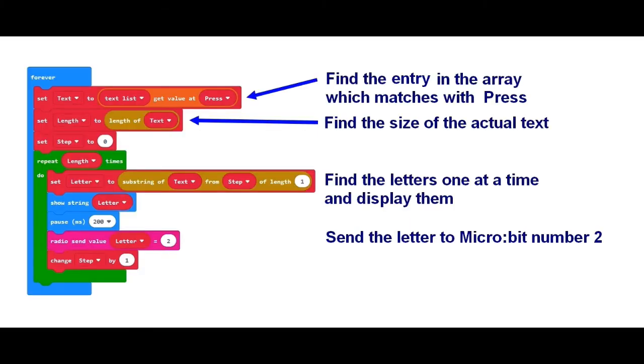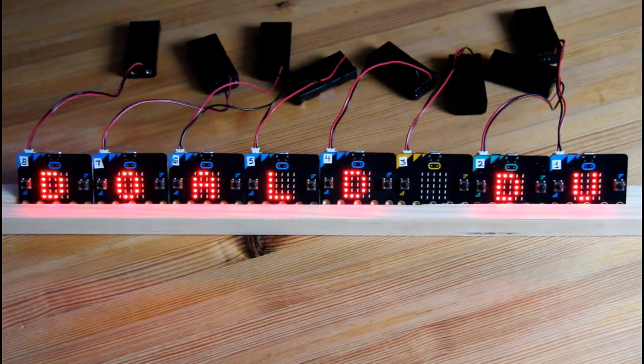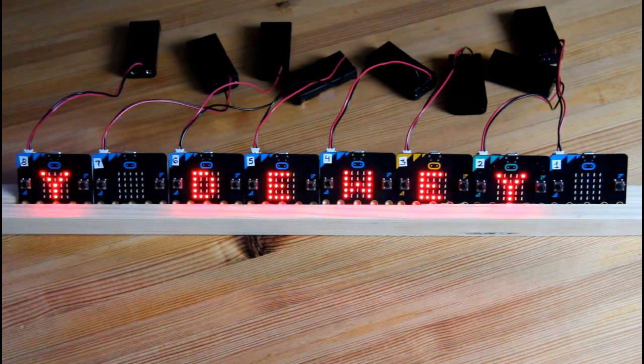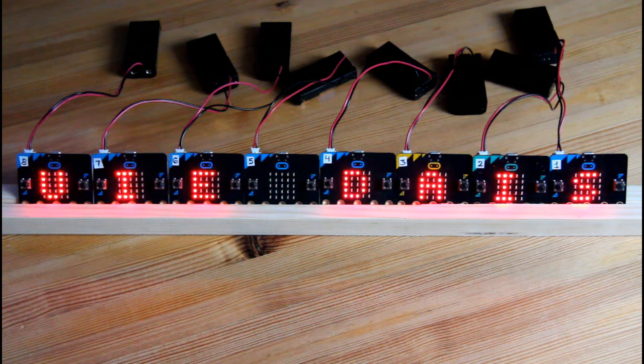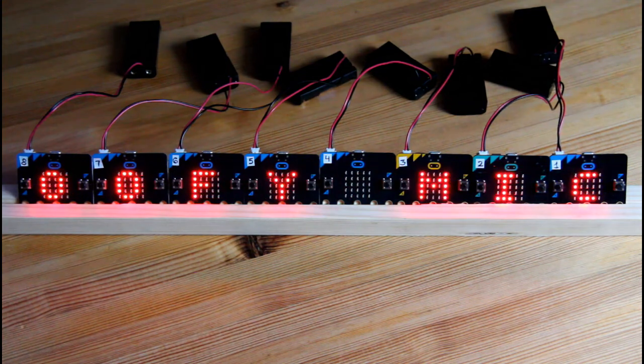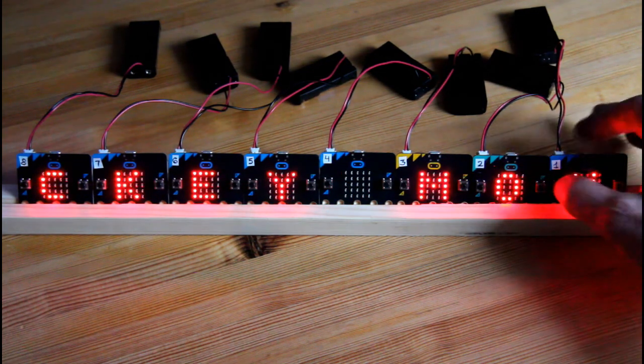This block identifies the entry in the array that matches the value of press. Afterwards, it is calculated how many characters there are in the entry, and the characters are selected one at a time. By pressing button B, I can now go to the next entry in the array. With button A, I go to the previous one.